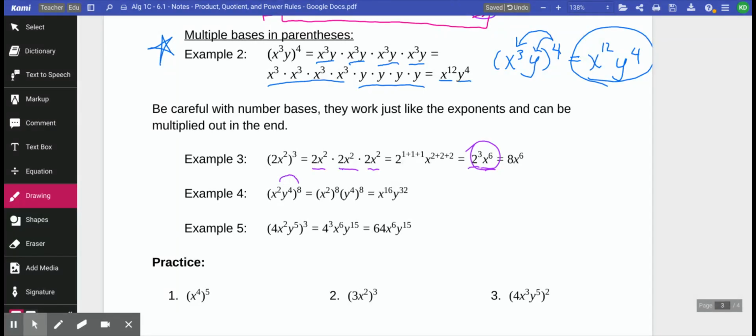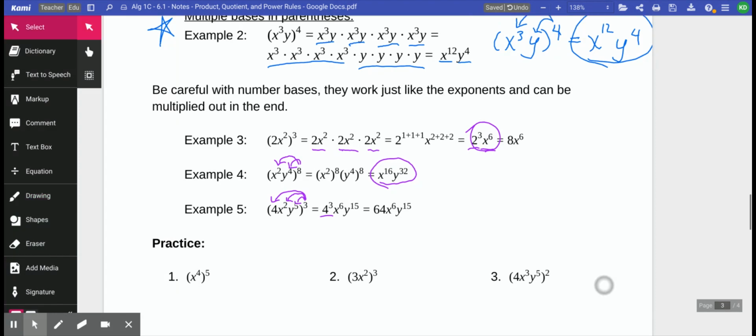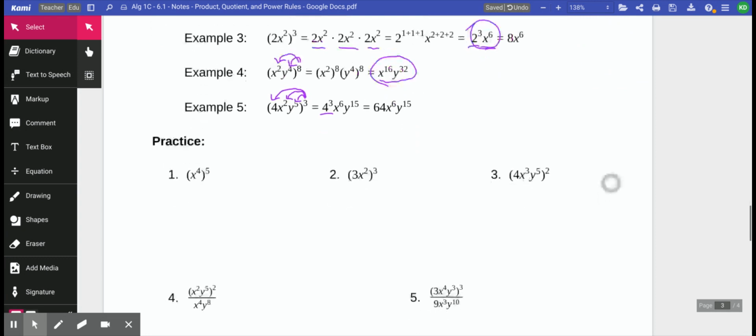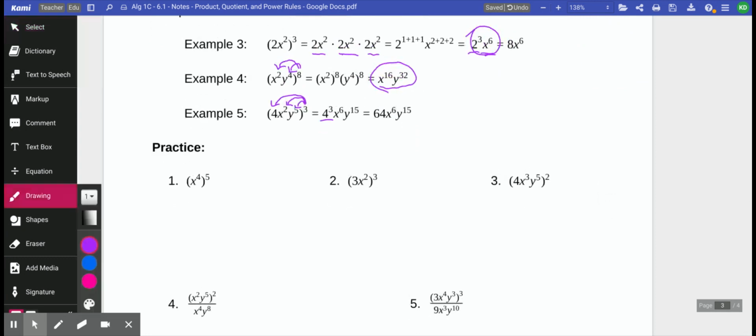Same thing here. We're applying 8 times 2 and 8 times 4. So we get x to the 16th, y to the 32nd. Same thing here. We're applying 4 to the 3rd, right? Don't forget that base. This is going to become x to the 6th and y to the 15th. So just think about applying that power to every base inside those parentheses. All right, let's do a couple examples here.